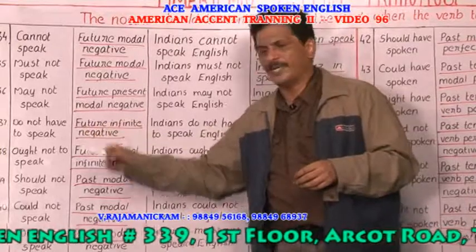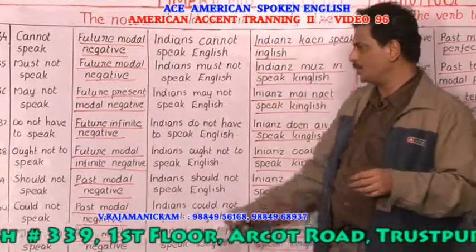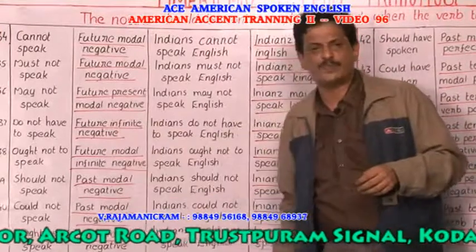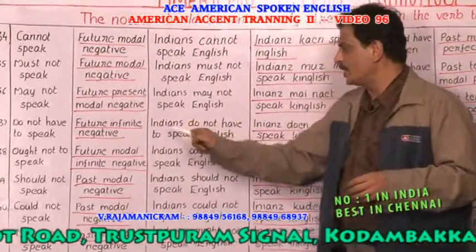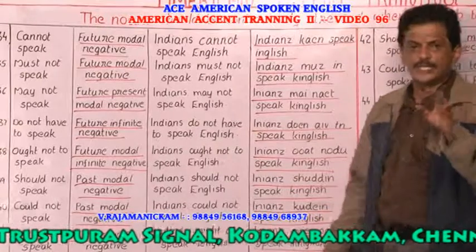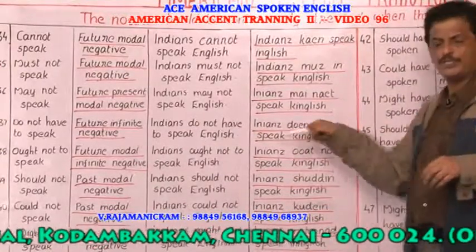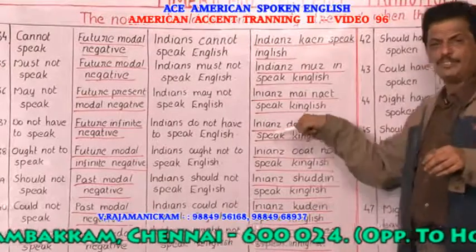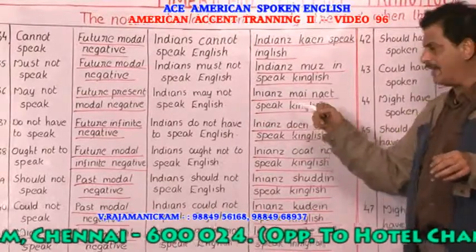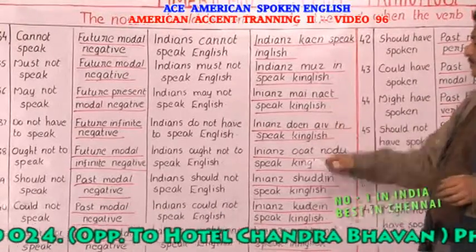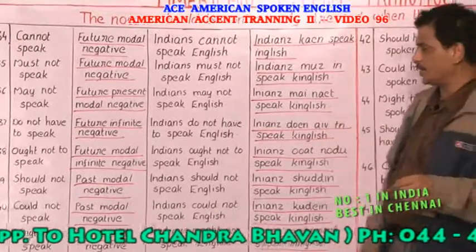Don't have to speak. Future infinite negative is called do not have to speak. It changes into Indians do not have to speak in English. So it is not a compulsion. So how do you say? Indians don't have to speak in English. So do not have changes into don't have to. Don't have to speak English.